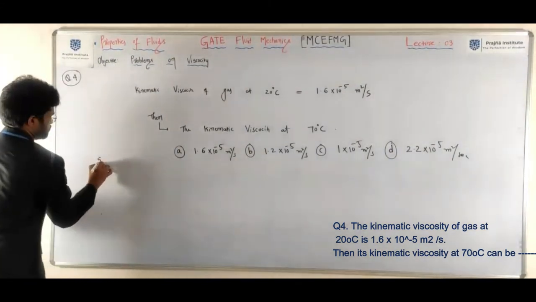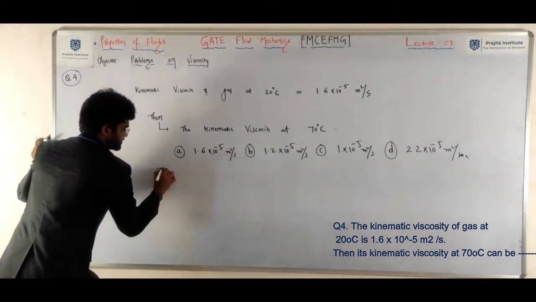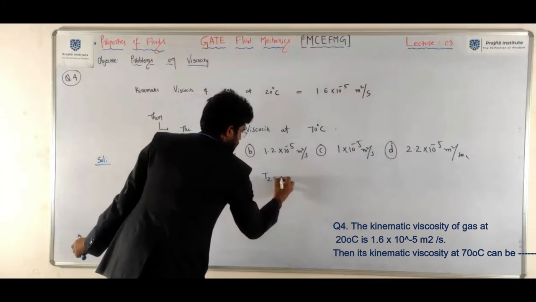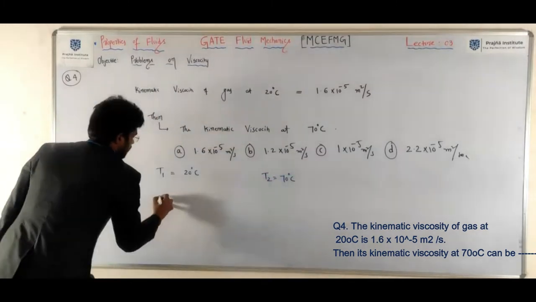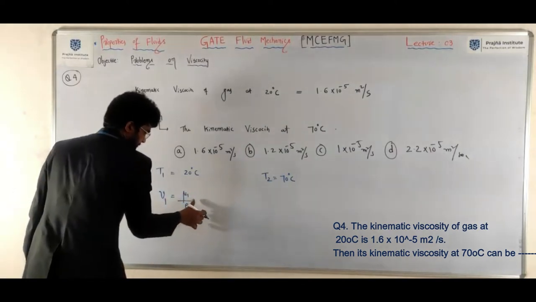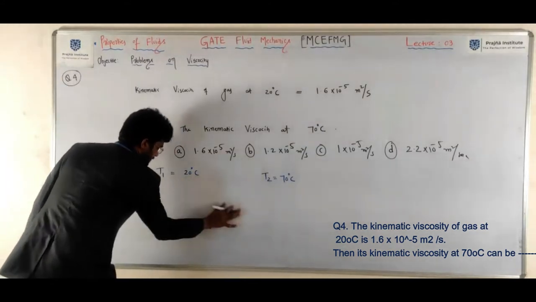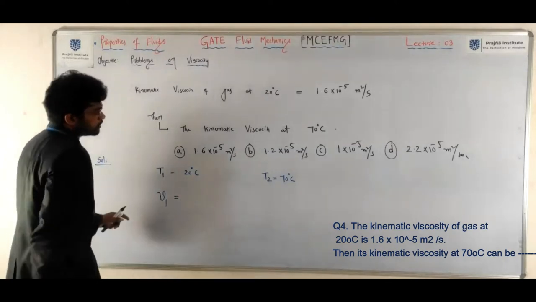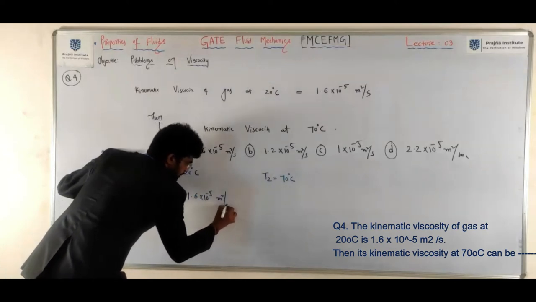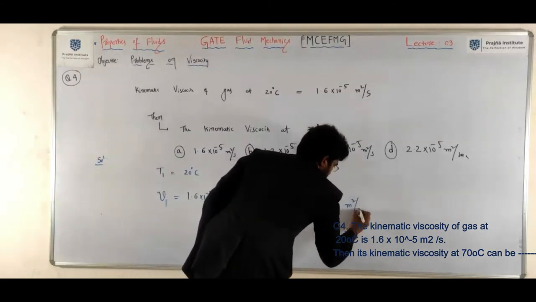Solution. Temperature T1 is 20 degrees centigrade, T2 is 70 degrees centigrade. Kinematic viscosity equals mu by rho, for gas. Kinematic viscosity V1 is given as 1.6 into 10 power minus 5 meter square per second. We are asking for V2, in meter square per second.